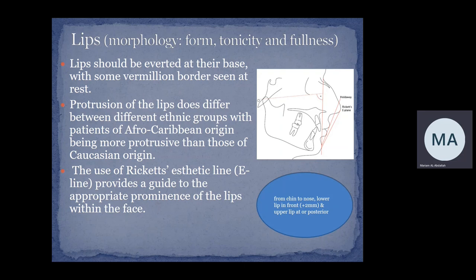We can use the Ricketts E-plane in order to assess soft tissues. And as you can remember, it's a line that connects the tip of the nose with the tip of the chin. The lower lip should be ahead of this line about 2 millimeters, and the upper lip should be at or slightly behind this line, to assess the aesthetics and the protrusion of the lips.